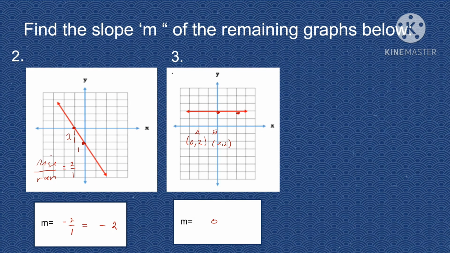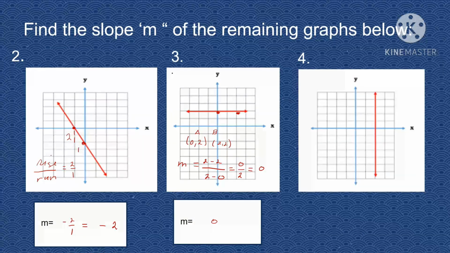Using the slope formula, m equals y sub 2 minus y sub 1, or 2 minus 2, over x sub 2 minus x sub 1, or 2 minus 0. Simplifying, we have 0 over 2. When 0 is divided by any number, the value is 0. Hence, any horizontal line will have a 0 slope.